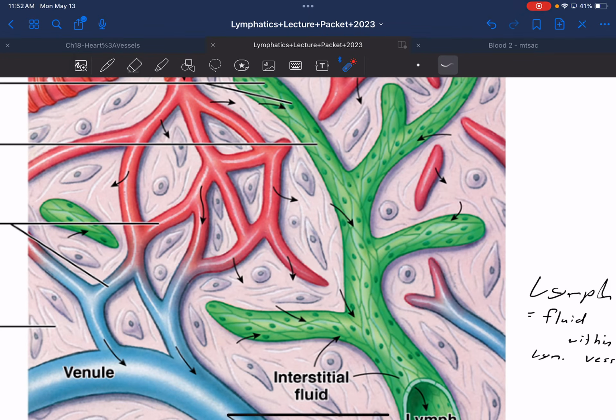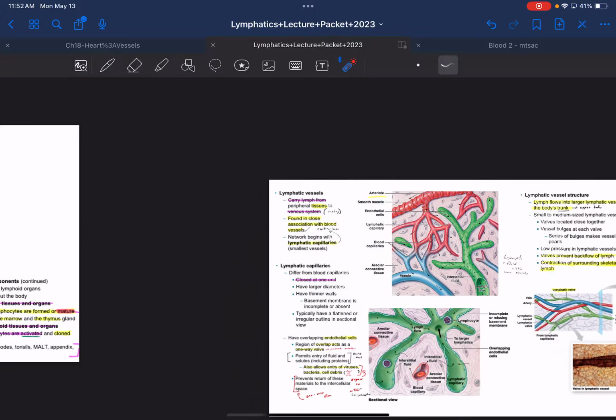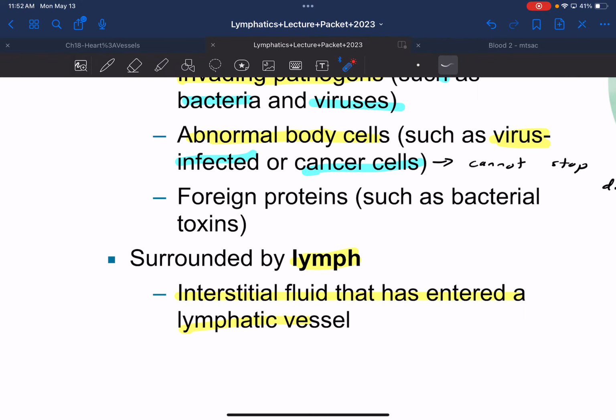But at the same time, it's kind of the same material at the end of the day, right? It's nutrients, wastes, gases, things like that flow right into it. And so with that, we go back to where we left off. Make sure we know when we start calling it lymph, the difference between interstitial fluid and lymph.